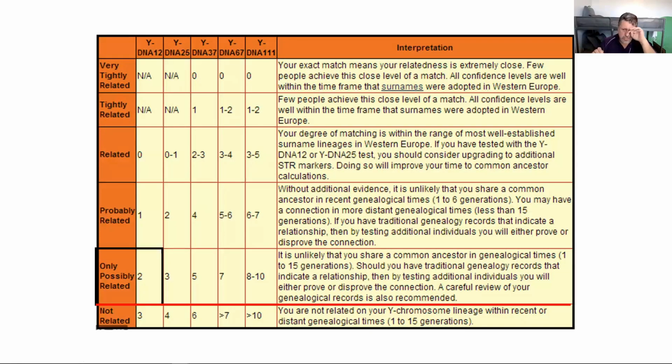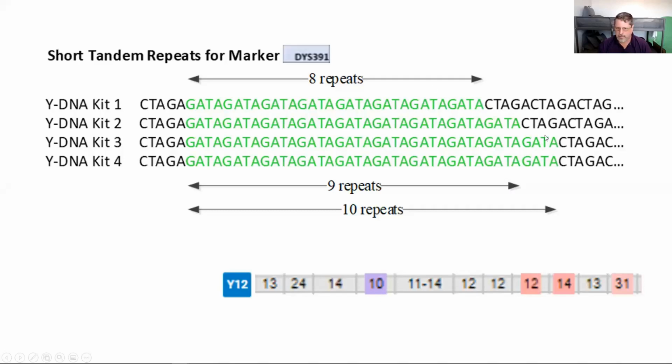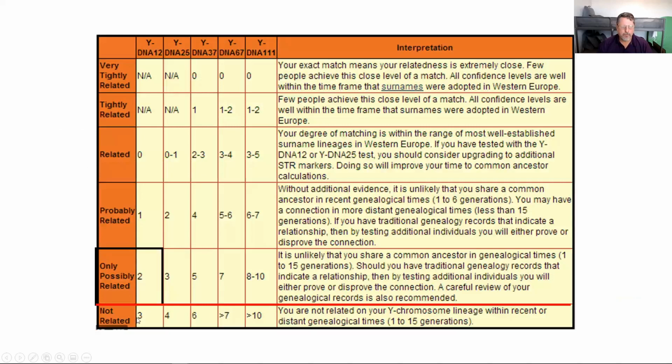Genetic distance is only relevant for these lower level tests. Based on the test that you took, you're allowed to have so many genetic distances, which we just defined, right? In this example, the differences in the repeats. If you have more than 3 at Y12, you're not related. If you have 2, you're only possibly related. And you have 1, like the example I showed.